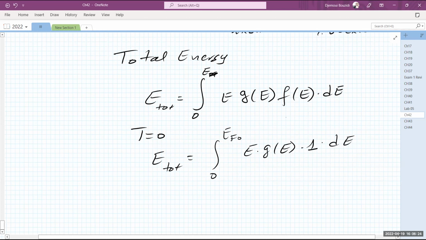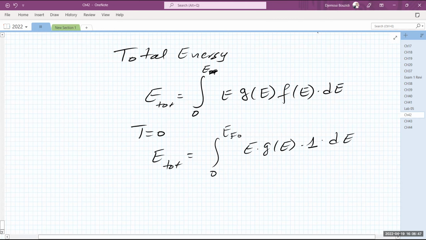As a matter of fact, even if we drew the graph for higher and higher temperatures, F of E really doesn't diverge very much from 1 for most states below the Fermi energy level, and it doesn't go that much above the Fermi energy level, but just enough for the conductivity to happen.